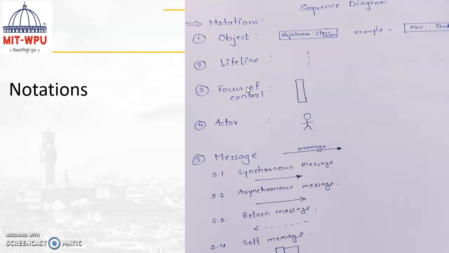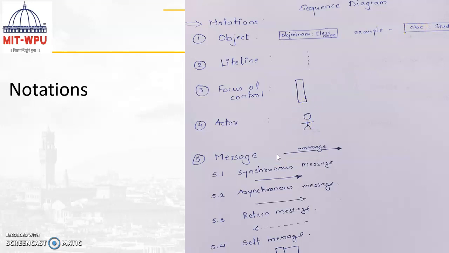Third notation is focus of control. As the object is alive, but for a particular time period only, the object is trying to communicate with another object, that particular time you can call it a focus of control. Fourth notation is an actor. Here we can represent a student as an actor, or we can also represent a student as an object using a rectangle.